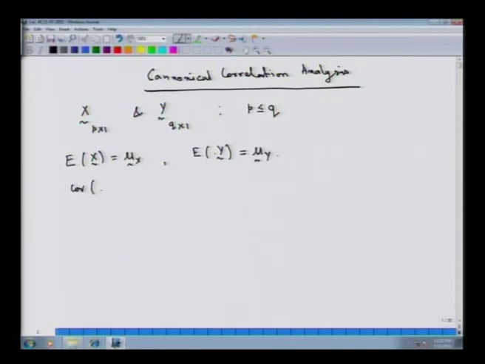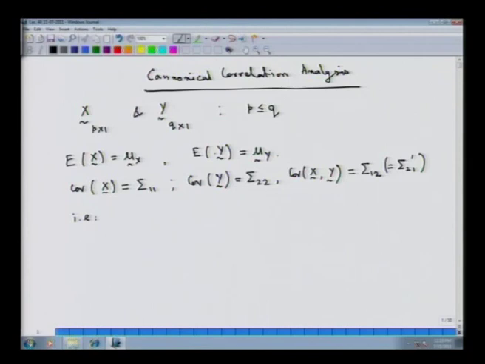Now, the variance covariance matrix of x is denoted by sigma 1 1. The covariance matrix of y is denoted by sigma 2 2, and the covariance matrix between x vector and the y vector is given by sigma 1 2, say, is equal to sigma 2 1 transpose. That is, the covariance between y and x would be sigma 2 1. So, the transpose of that will be equal to sigma 1 2.